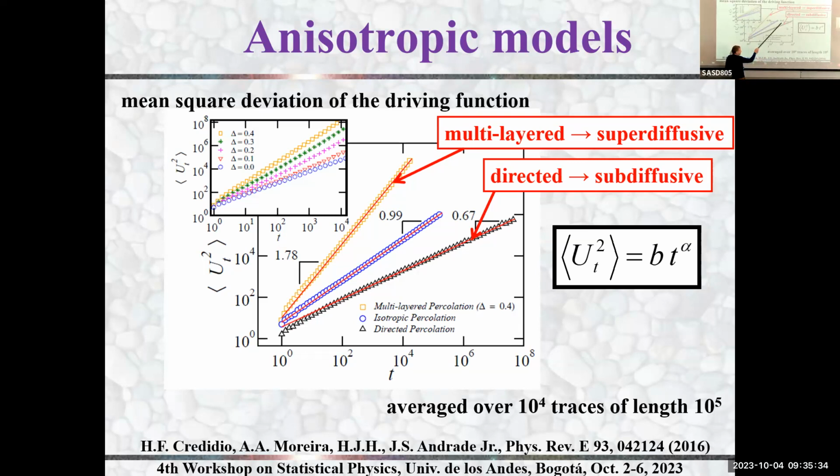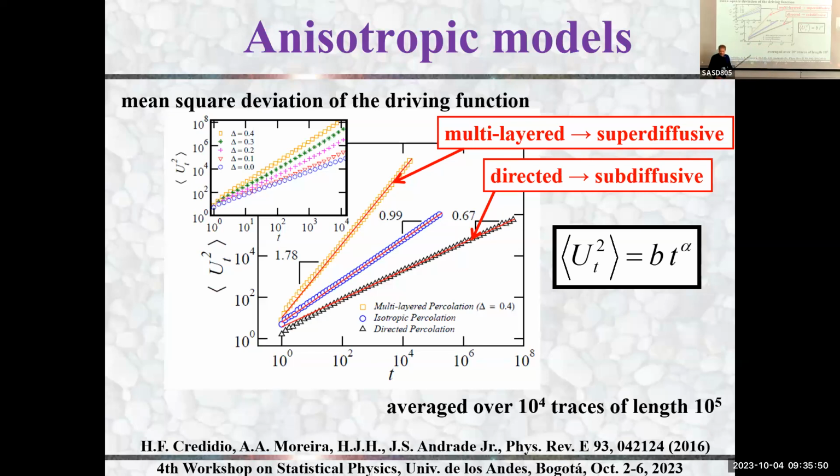So the slope here, 0.67, means that I now have a path that goes like this, with alpha here being 0.67, which means that this is subdiffusive. It is not a Brownian motion anymore, it's a subdiffusive process.